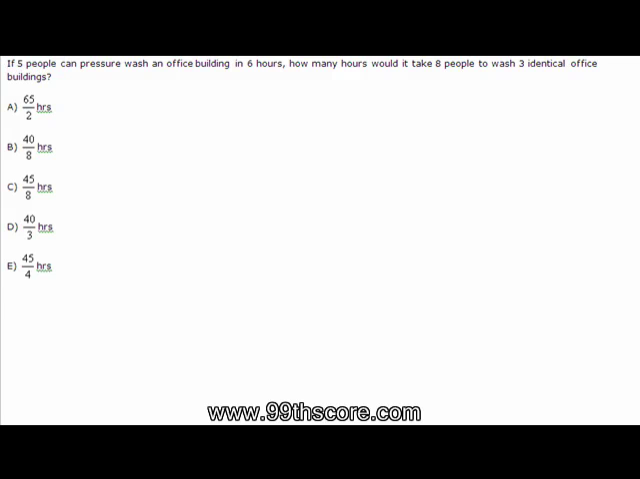If 5 people can pressure wash an office building in 6 hours, how many hours would it take 8 people to wash 3 identical office buildings?